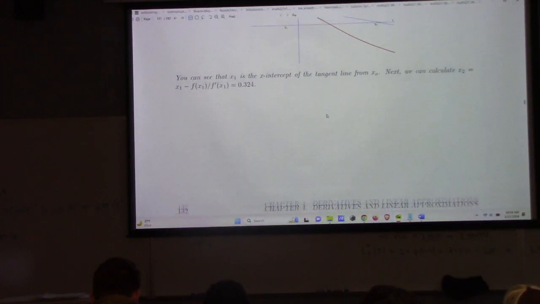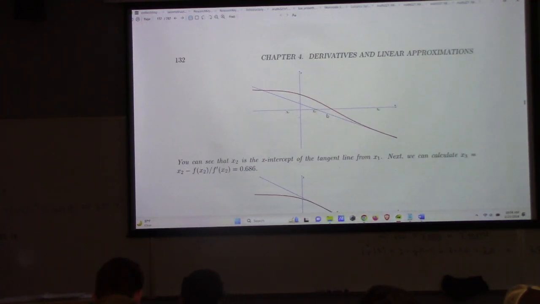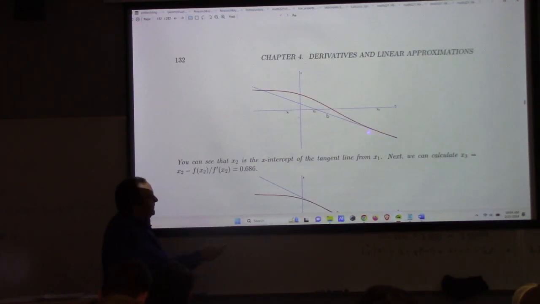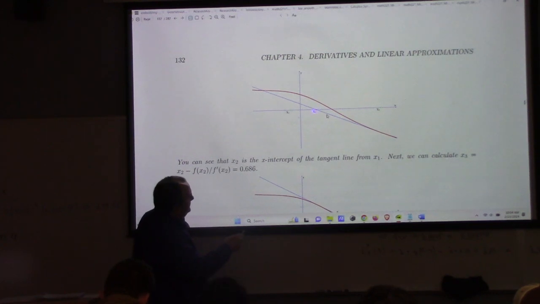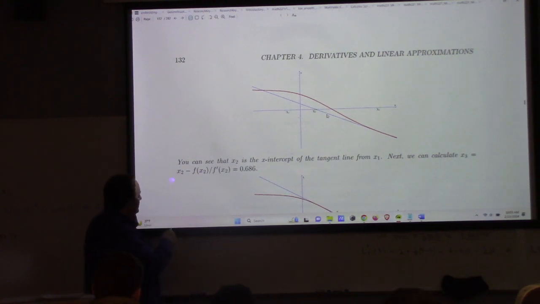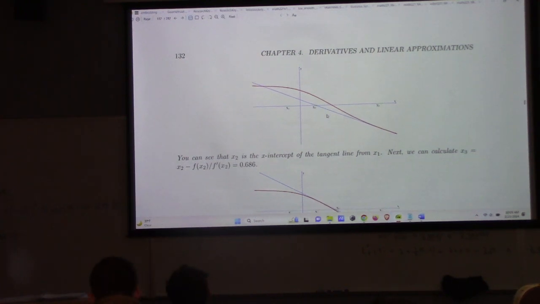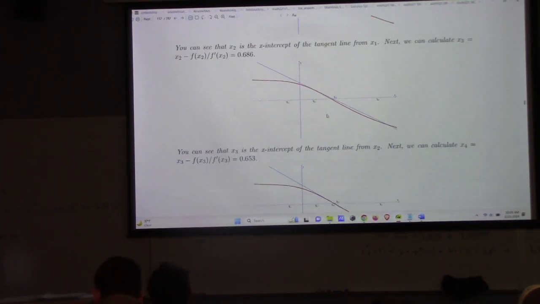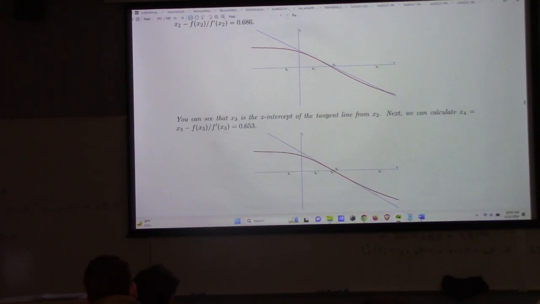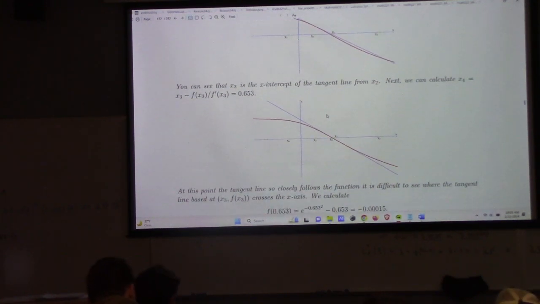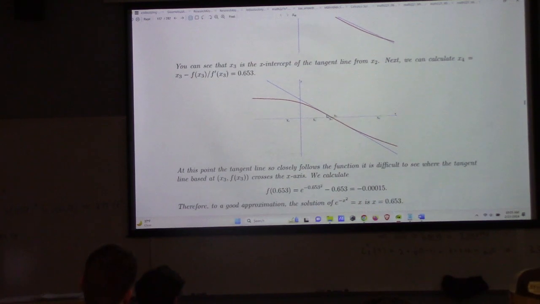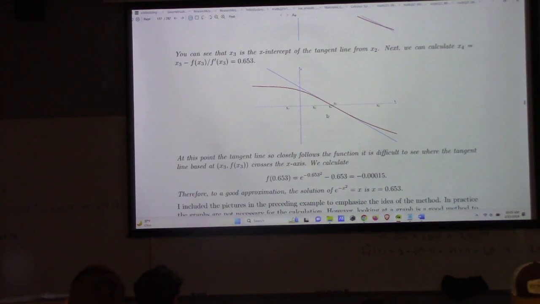And that brings me over, that makes my x2 there. And then I look for where the intercept of the x2 tangent line is. That defines x3 as 0.686. And then what I do is I do 0.65. I do the next one. And let's see here.